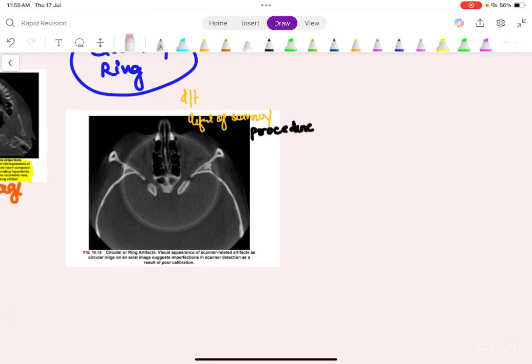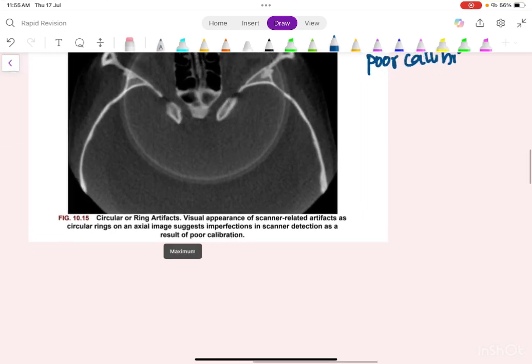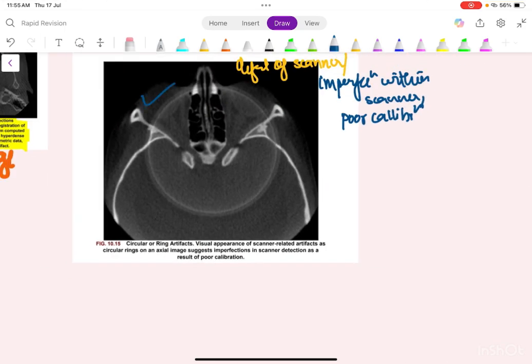Basically it's procedure related, right? Or it can be because of the imperfection within the scanner, or it can be due to poor calibration. Okay, now look at it. This is the circular ring defect. This is the appearance of the scanner related artifact of circular rings because of the imperfection in the scanner detection as a result of poor calibration.